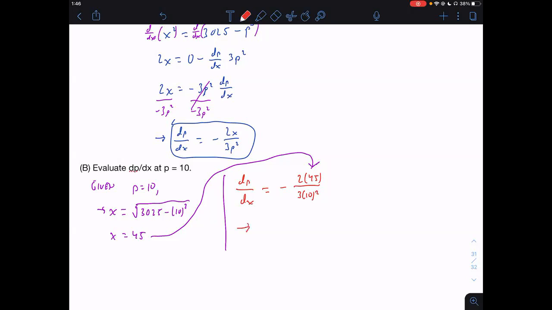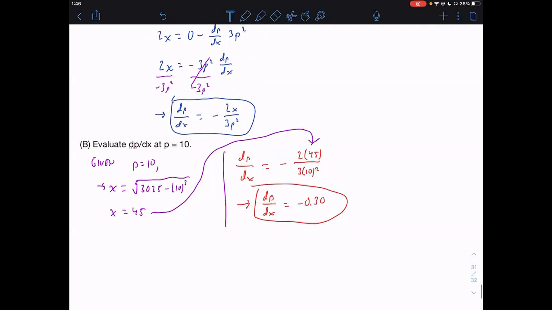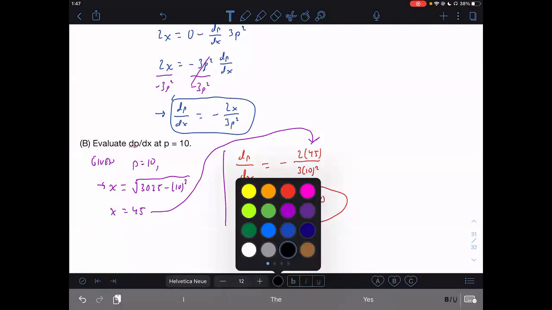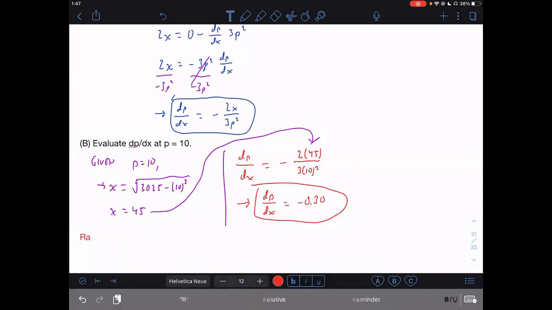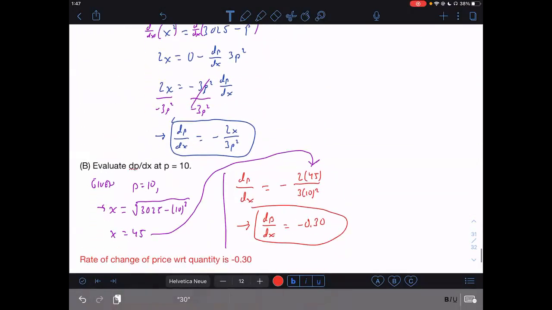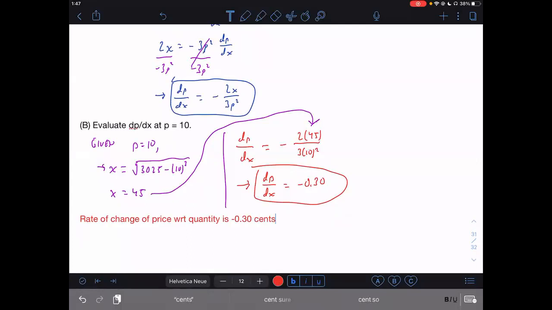Okay, so carrying this calculation, dp over dx at this price point and at this quantity is going to equal negative 0.30. So negative 0.30. Okay, so what is this telling me? This is telling me that the rate of change of the price, with respect to quantity, with respect to x, is negative 0.30. I don't think I specified money. Assume dollars, negative 0.30 cents.